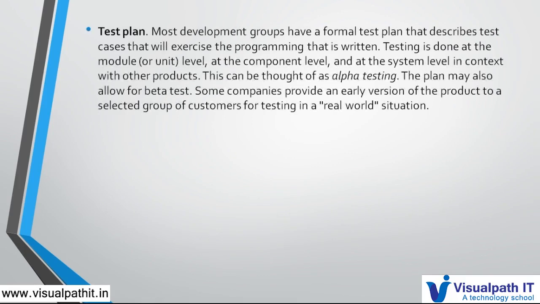Next comes the test plan. Most development groups have a formal test plan that describes test cases that will exercise the programming that is written. Testing is done at the module or unit level, at the component level, and at the system level in context with another product. This can be referred to as alpha testing. The plan may also allow for beta testing. Some companies provide an early version of the product to a selected group of customers for testing in a real world situation.